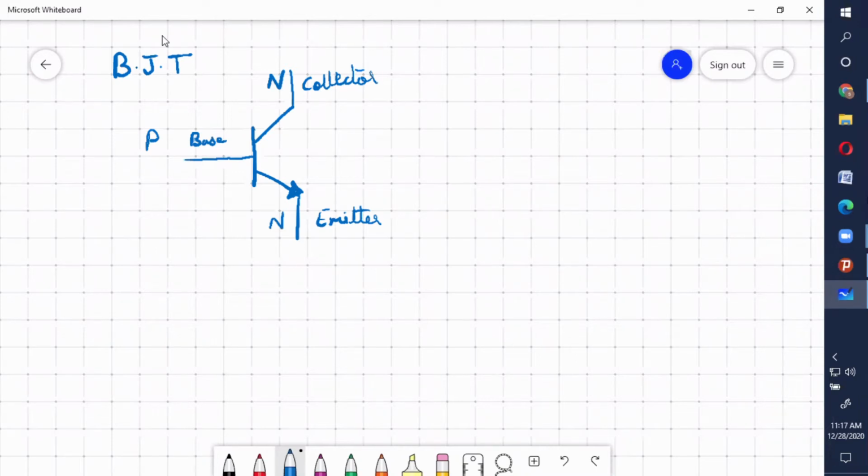Now I will tell the working principle of this one. For an NPN transistor, N is collector, emitter also is N. Base is of what type, students? For an NPN transistor, N, P and N. The base is of what type of material? P type. Okay, so this transistor's base is of P type.